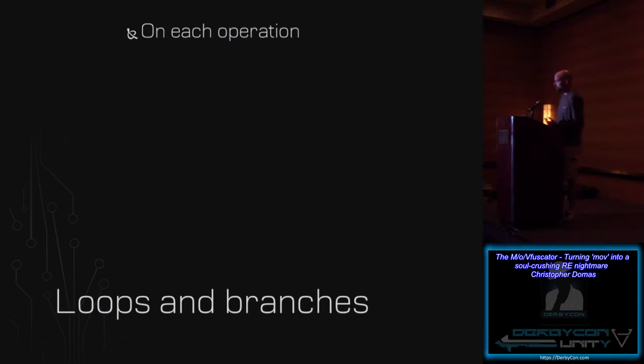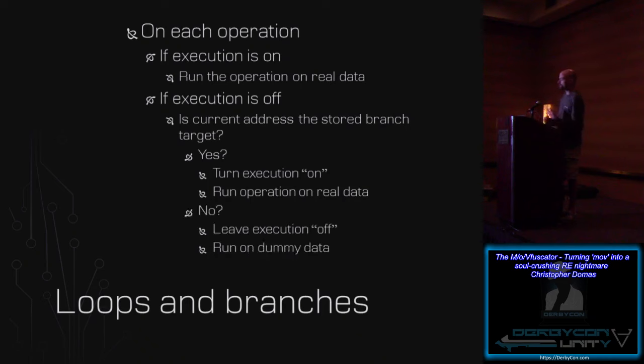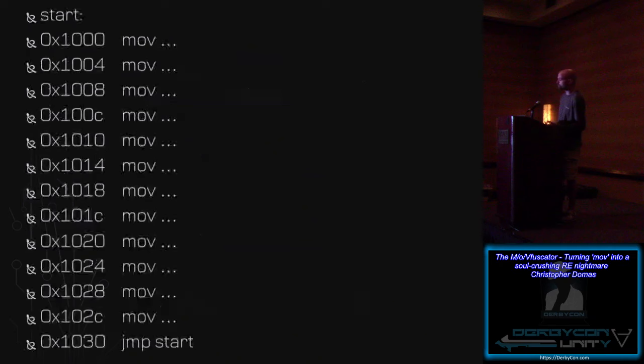Then on every operation we're going to perform, we check if execution is on. If execution is on, we run the operation on real data. If execution is off, we check if we are the current branch target. If we are, we turn execution on and run the operation on real data. If not, we leave execution off and run it on dummy data. That's a lot to take in, but it looks something like this in practice.